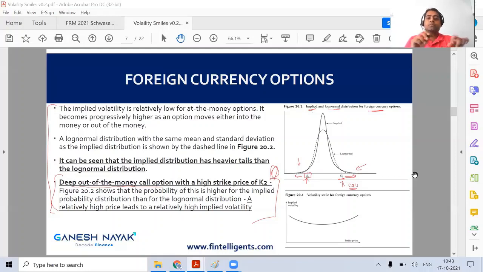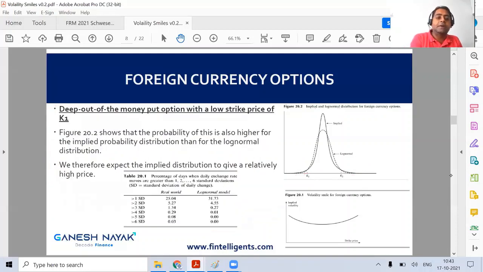I'm assuming that everybody has seen this last part. Relatively high prices, because why are the prices high? Because there is more probability in the tail. That means obviously the prices will be high. And when the prices are high, there is relatively high implied volatility. This is explained from the deep out of the money call option part. The same is explained in the next slide, which is deep out of the money put. Read that paragraph.